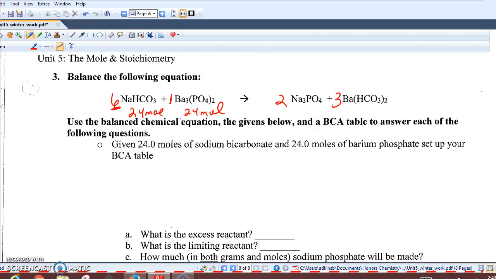Well, you have equal amounts, right? So if you have equal amounts and you know it takes 6 times the amount of this, then hopefully you're starting to see that the NaHCO3 would be your limiting reactant.